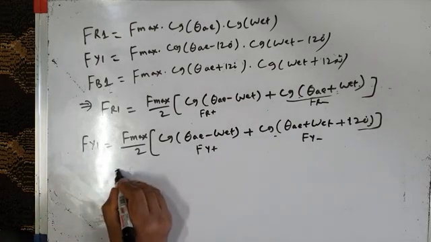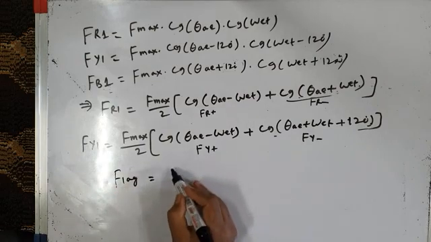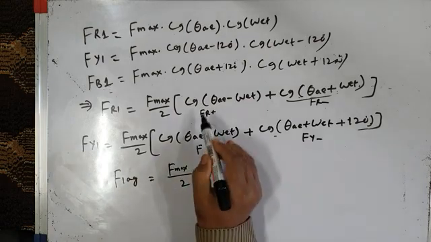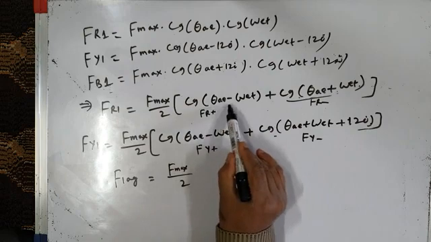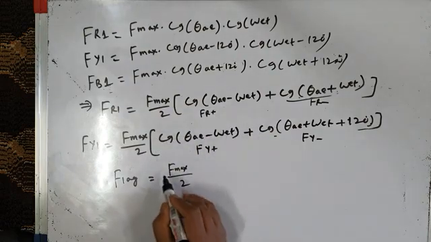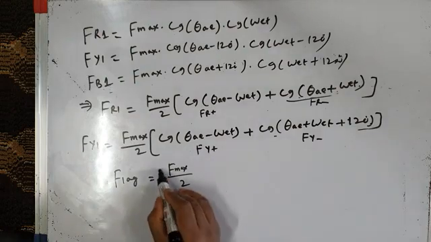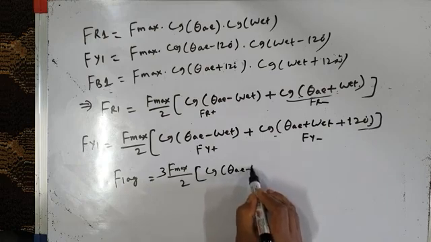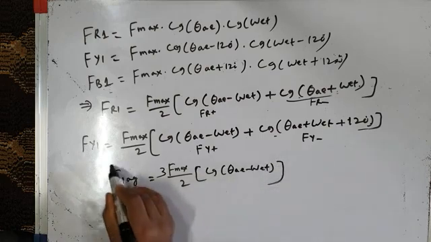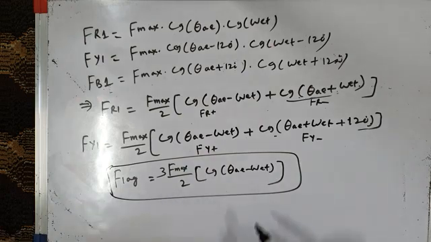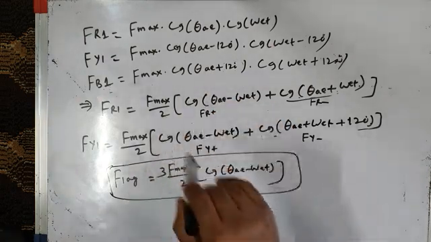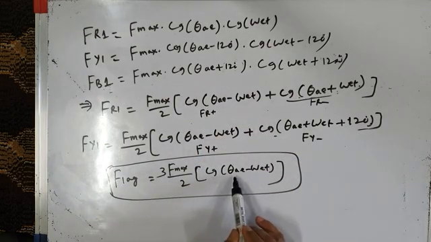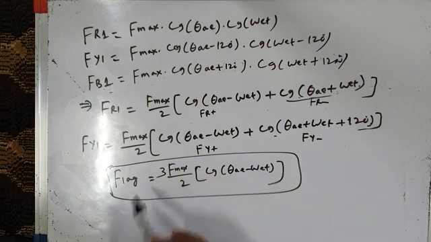Or F1 can be written as F max by 2 cos of this plus this. When you add them up, it will be 3 F max by 2 into cos of (theta AE minus omega ET). So you have only one rotating component now. The three clockwise rotating components of the pulsating magnetic fields add up to 3 F max by 2 cos of (theta AE minus omega ET).